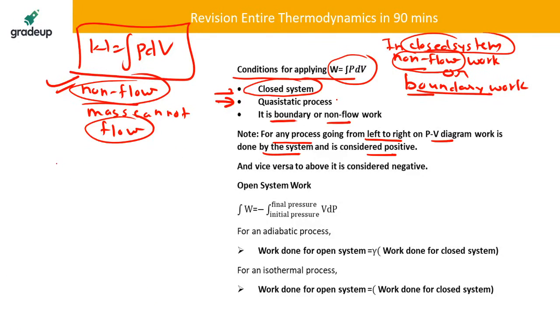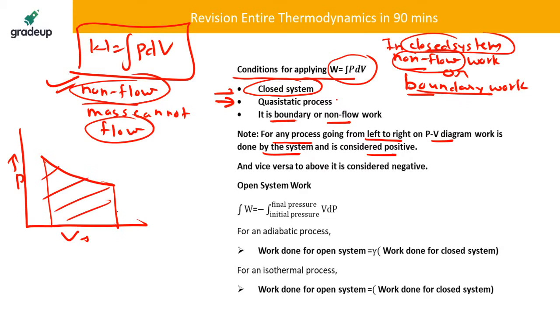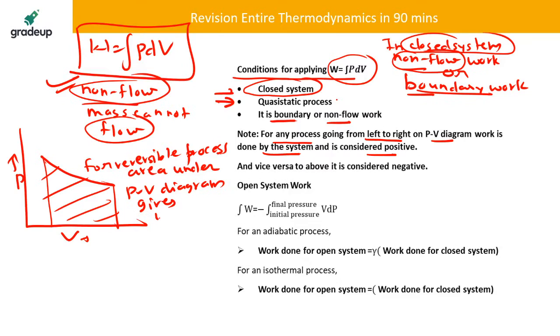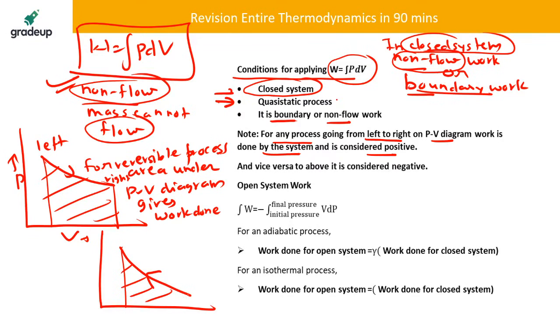Now again I am going to hide myself. If a process is taking place on a PV diagram, the area under the PV diagram for a reversible process gives work done. Okay, if any process is going from left to right, then the work will be positive, and that will be called expansion work. And if any process is going from right to left, then the work will be negative, and that will be called compression work.